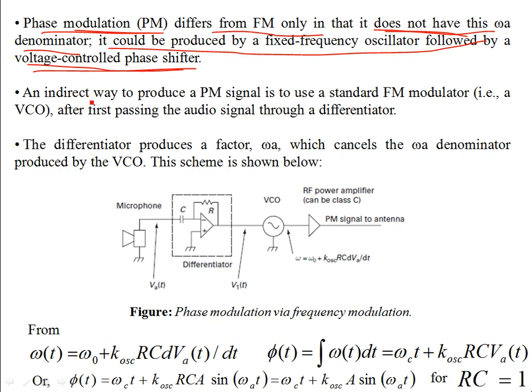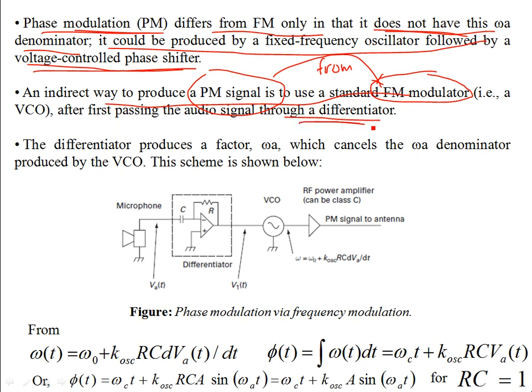So there is an indirect way to produce the PM signal, the phase modulated signal, from the FM signal. You have the following schematic. It looks very similar to the basic structure of an FM transmitter. The only difference is that we have a differentiator. And why is this differentiator over here?